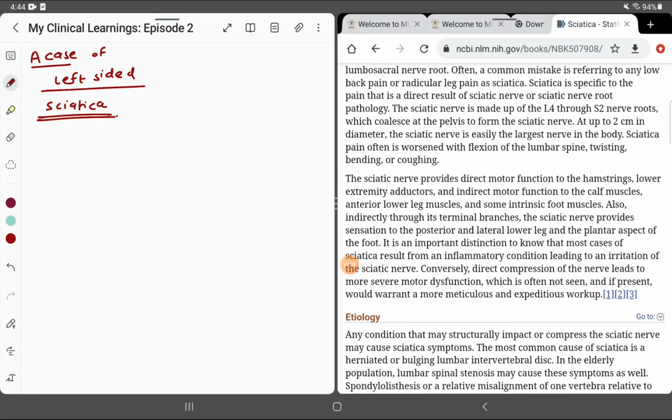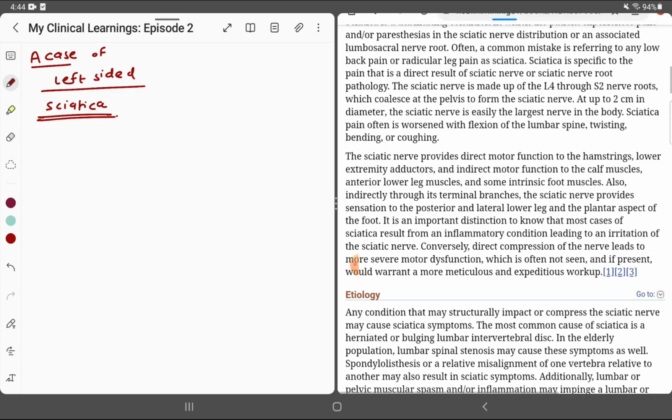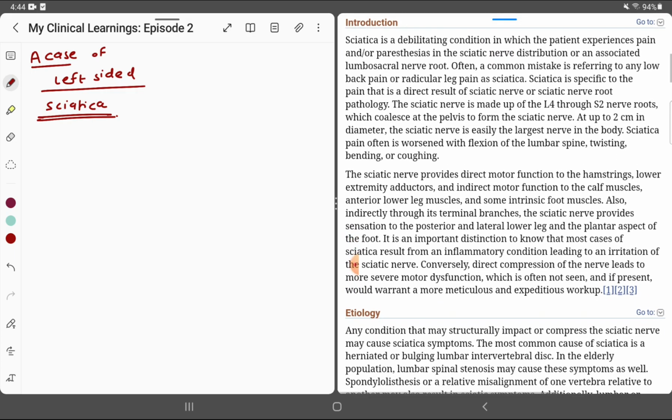So it was a case of sciatica. So my clinical learnings episode 2, a case of left-sided sciatica. Before we begin, let me make one point clear: sciatica is not a diagnosis but a symptom. When we study the anatomy and pathophysiology of the pain, we get to know that sciatica is a symptom and not a diagnosis per se.